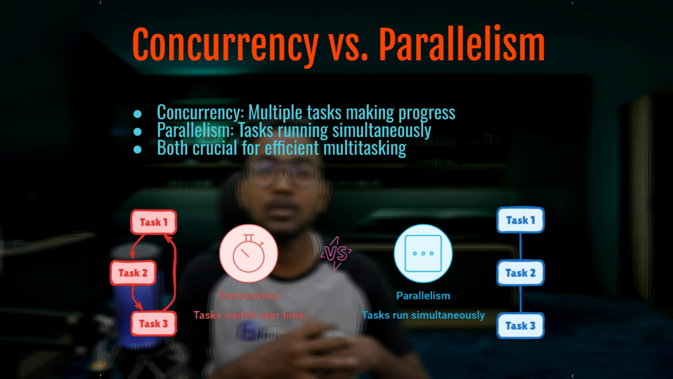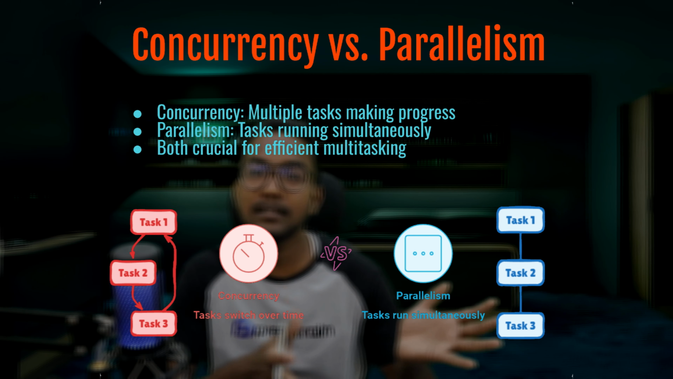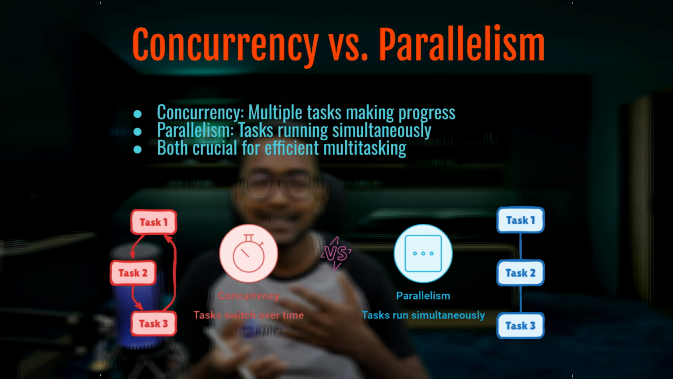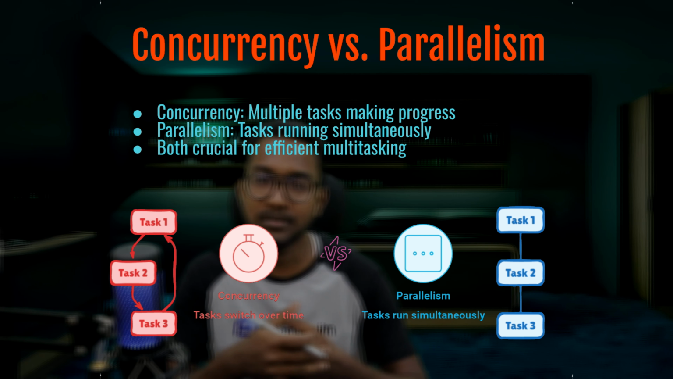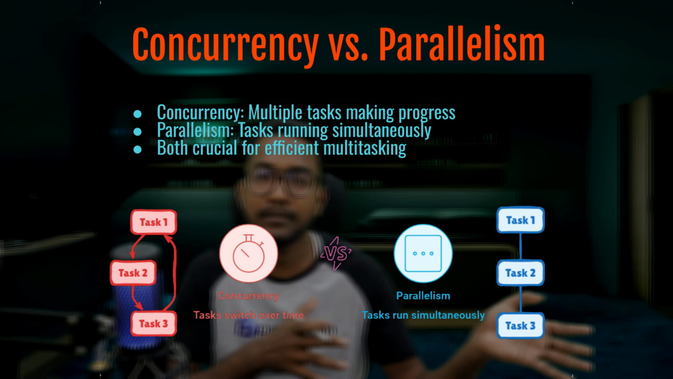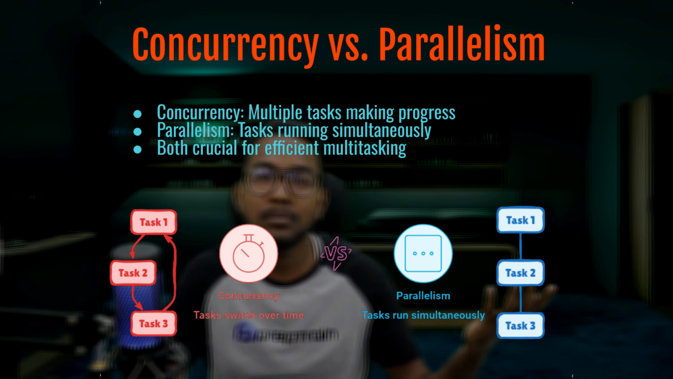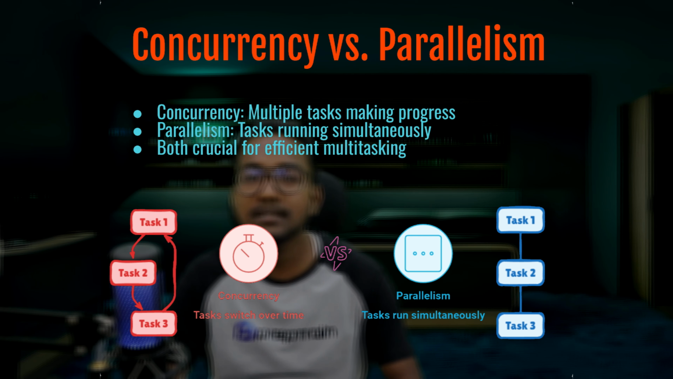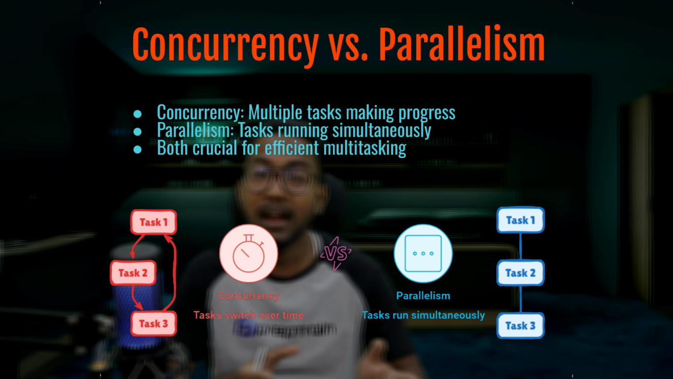Now let's move on to parallelism. Parallelism is when tasks are actually happening at the same time. This is possible when you have multiple cores in your CPU. Imagine two people working on different tasks at the same time. One person is typing a report while another one is analyzing the data. Both tasks are happening simultaneously and there is no need to switch between them. This is true parallelism, where multiple tasks are running at the exact same time.